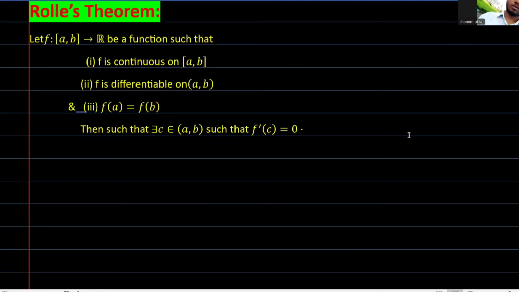Today we will discuss Rolle's theorem. Rolle's theorem is the most important theorem in real analysis.